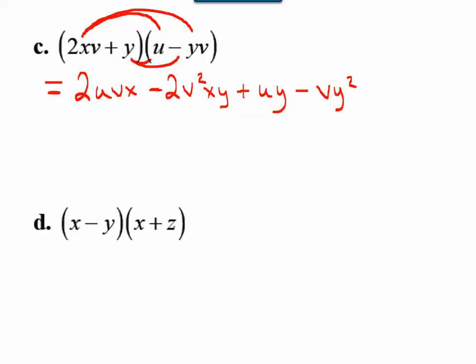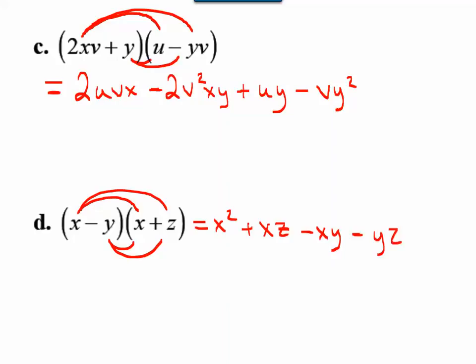And D, a little bit easier here. Let's see, x times x is x squared. X times z is xz. I'm going to subtract yz, or xy, sorry. And at the end, subtract a yz. Any like terms there? I don't think so, huh? None of them share the same exact variables there.